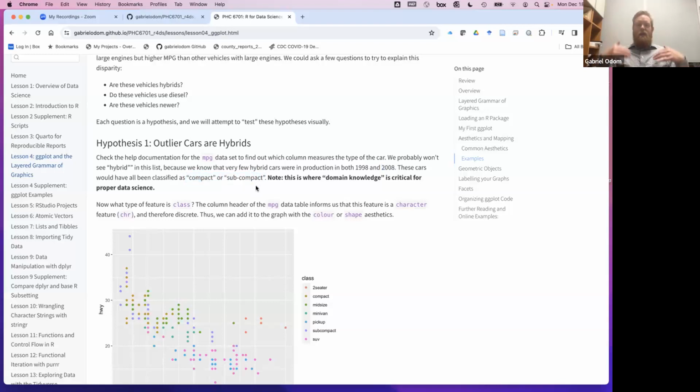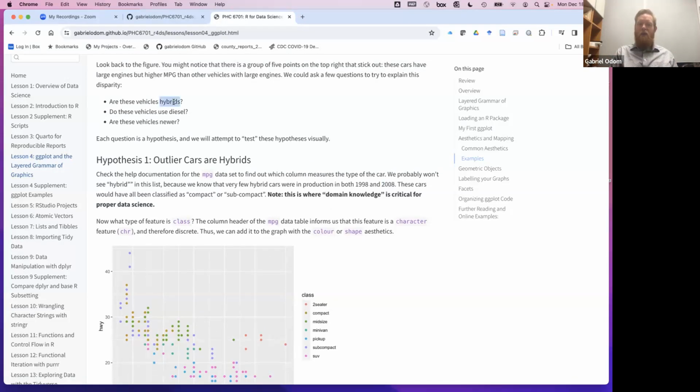Again, this goes back to one of our very first lessons that data science is the intersection of domain knowledge and statistics and code. This is where it would be critical to have a domain expert on your team that knows this data set very, very well to say, hold on, you're trying to ask about hybrids, something that wasn't measured in your data set. And I see this happen with students in public health all the time.